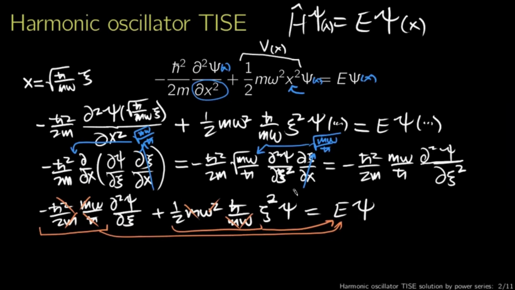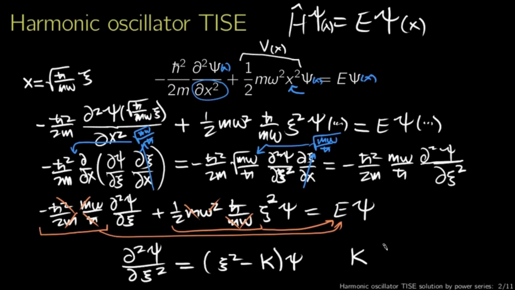I'm also going to change the ordering of the terms to get my two psi's together and mess with the signs a little bit. But the final equation you get is the second derivative of psi with respect to xi is equal to xi squared minus some constant k, times psi, where k is what we got when we aggregated all these constants together. K is equal to 2e over h bar omega. So this is a differential equation that's substantially simpler than the one we had before. Just by rearranging constants, we haven't actually changed the structure of the solution any.